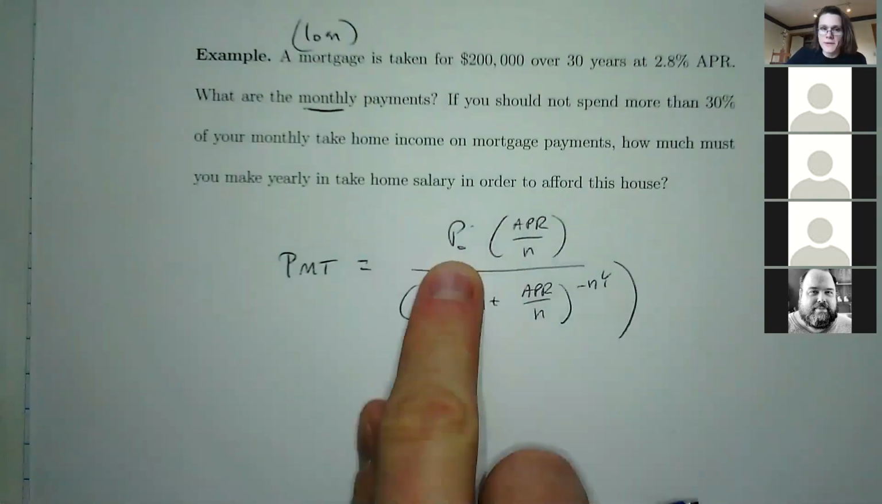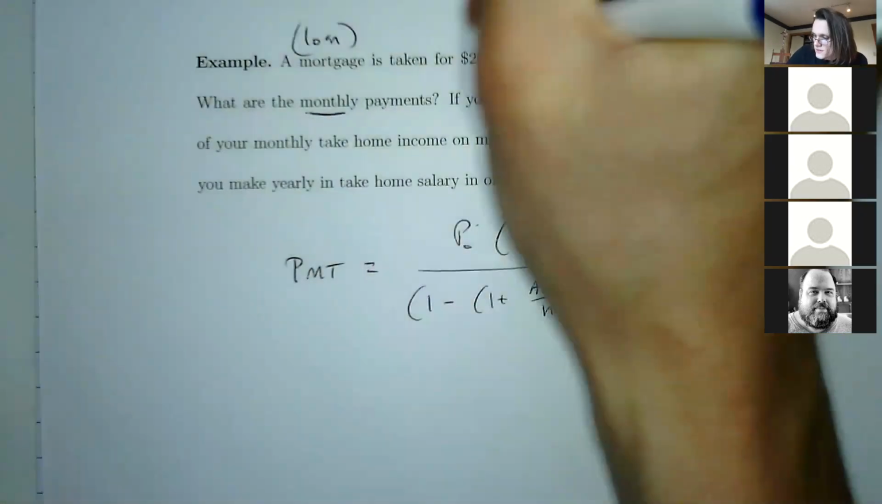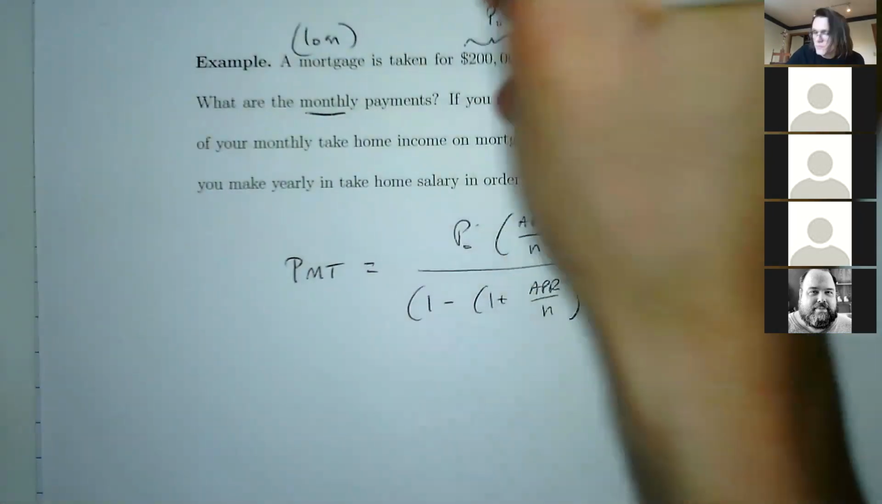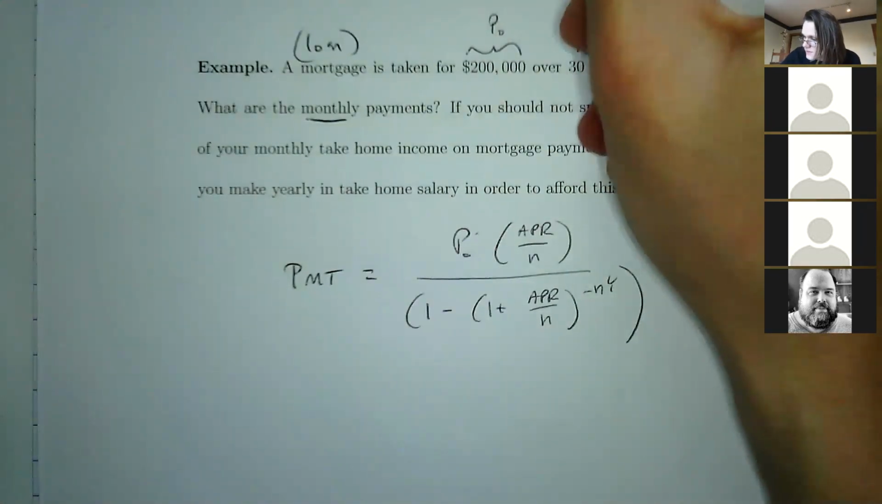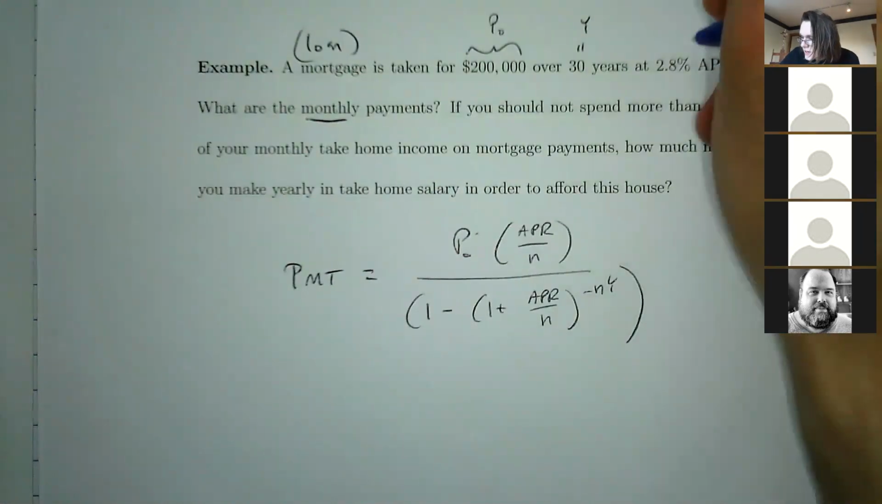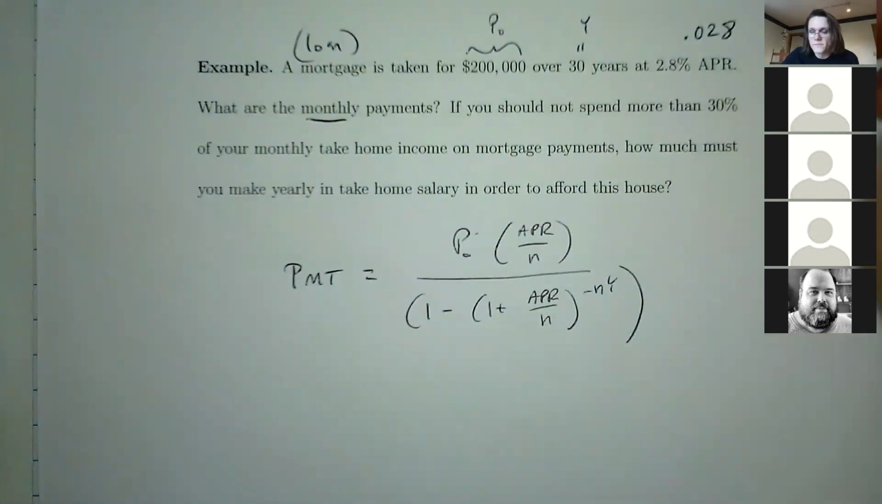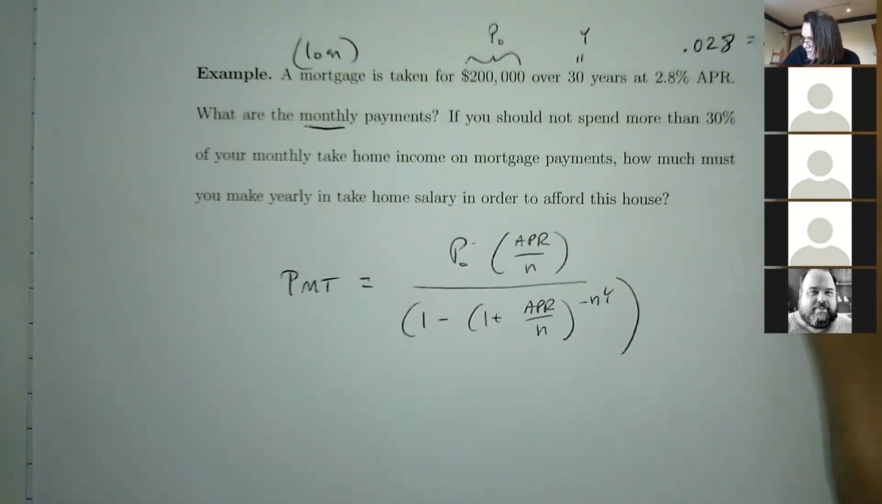So as I said, P naught is the amount in the loan. Since we're doing a mortgage, the loan is worth 200,000. So this is my P naught. My Y is the length of the mortgage, 30 years. My APR is my APR. Just remember that it needs to be a decimal. So 0.028 is my APR. And of course, you could also do that as 2.8 over 100.